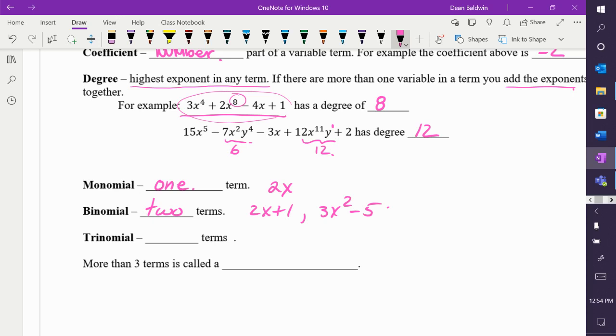A trinomial is how many? 3. So that'd be like 2x squared plus 5x plus 1. 3 separate terms you can see. Anything beyond that, you would just say is a polynomial. Do you know what poly means? Multiple or many. All right.